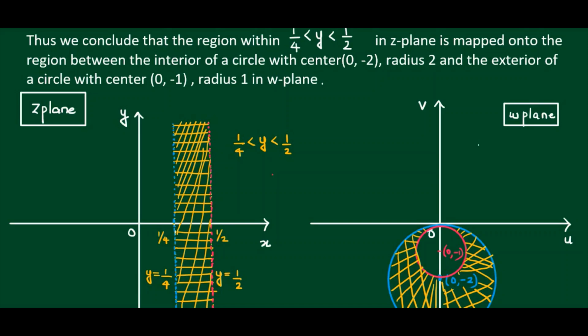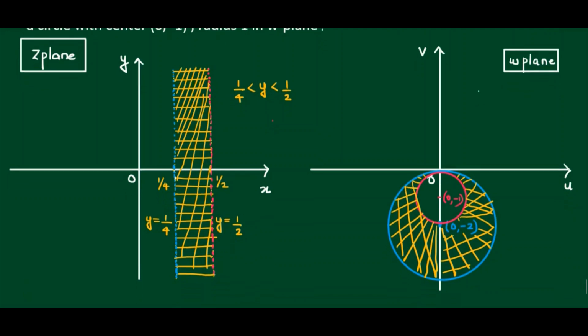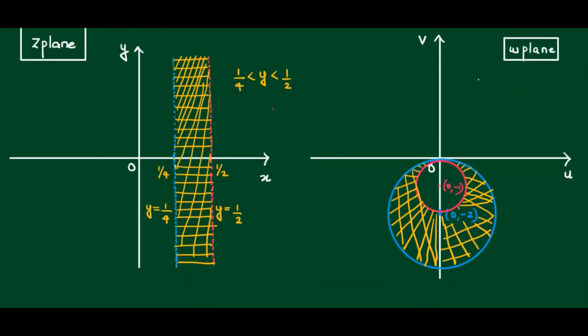Now we are going to find the image of this region in the w plane. Now I have marked a circle with the center 0, minus 2, and I have marked another circle with center 0, minus 1. Now the region we have actually obtained is the interior part of the bigger circle and exterior part of the smaller circle, and together we get the region between them. So this region is being mapped to this region. I hope you have understood. Thank you.